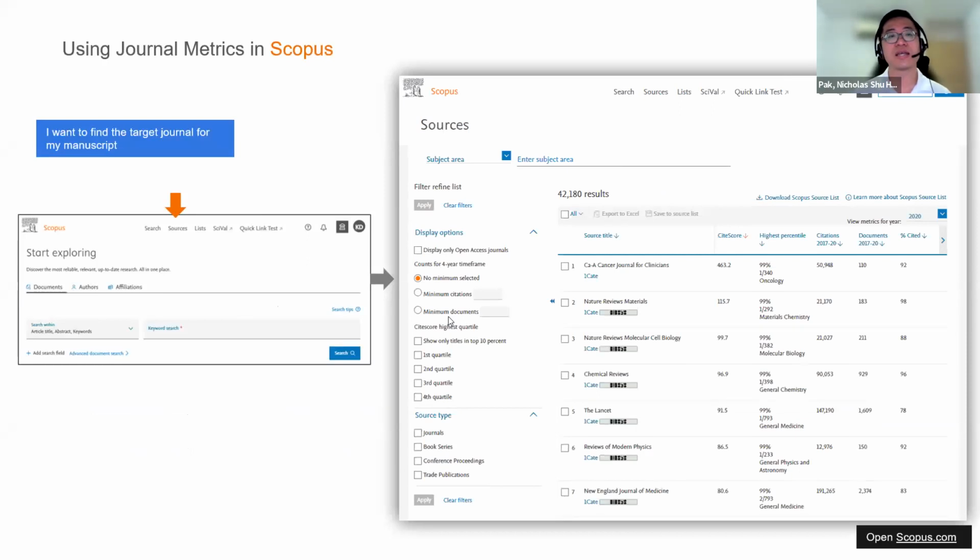So another thing that you can also do on Scopus would be to use the journal metrics that you can find, because it's very important to make sure that you're publishing your research in a journal which is getting prominent, right? So one thing that I will always encourage you to do is to go to the sources page, go to sources, and then now you can select from the journals that you're looking at itself, right?